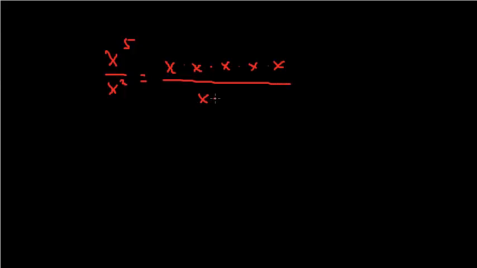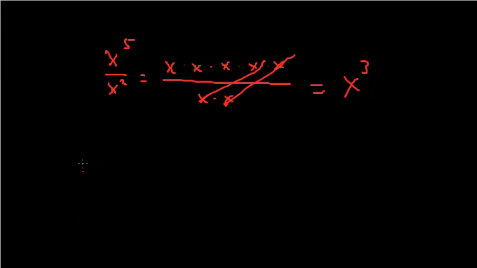If I am dividing, say x to the fifth over x squared, this is the same as x times itself 5 times, all over x times itself. Here my x's cancel out, and I'm left with 3 x's in the numerator, or x cubed. What we can derive from this is that we can find our new power by subtracting our powers. 5 minus 2 gives me my new power of 3.